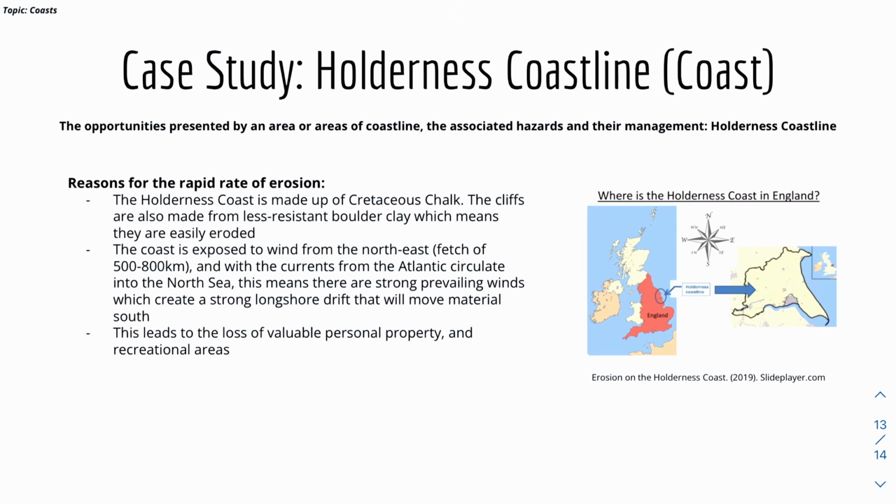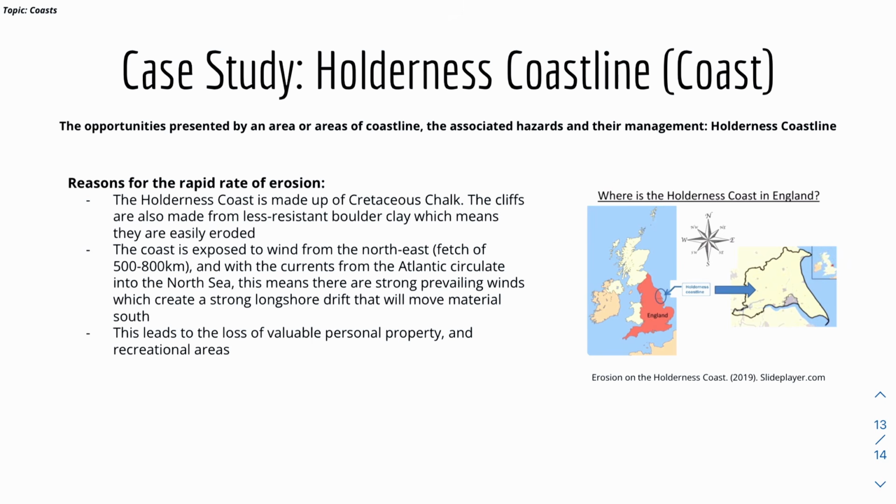And the coast is exposed to wind from the northeast, which means that there's a fetch of around 500 to 800 kilometers, which basically means the wind travels this distance before arriving at the coast. And with the currents from the Atlantic circulating into the North Sea, there are strong prevailing winds which create strong longshore drift that will create a very strong transfer of materials from one end to the other, which will move material south. And this leads to the loss of valuable personal property and recreational areas.